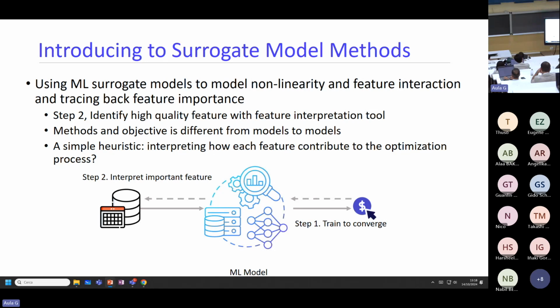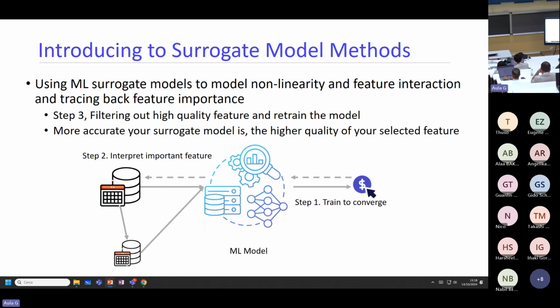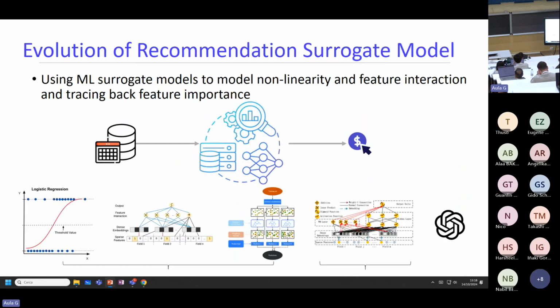The interpretation method is different from model to model, but a simple heuristic here is interpreting how each feature contributes to the optimization process. After we know which feature contributes most to our task, we can find the most important features as a small feature set and use it to retrain our machine learning models. And the retrained results can be used for online serving.